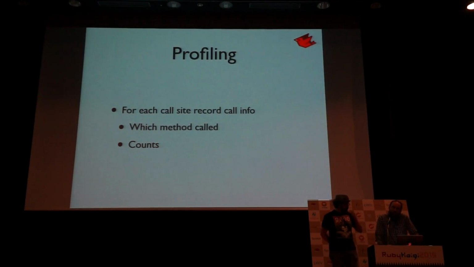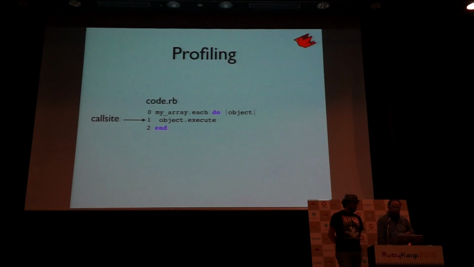In order to enable the last two optimizations, we need a mechanism, and that mechanism is going to be our profiler. For every call site that we have, we keep track of which methods it's calling and how many times it's calling it. I realize I've seen several talks in the last few days that mention call site, and I'm not sure everyone knows what a call site is. It's literally just the place where a call is occurring. So object.execute is a call site. So you're welcome.